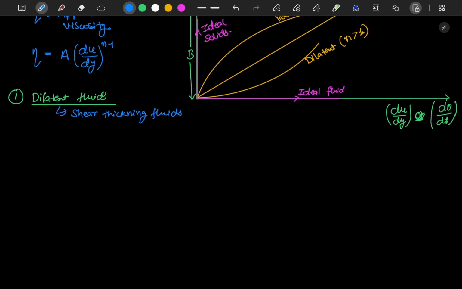Now there are certain examples of this. The famous examples are sugar solutions, then quicksand, and we can also talk about starch solutions, etc. Okay, so these three examples are for your dilatant. Next, let's talk about your pseudoplastic.